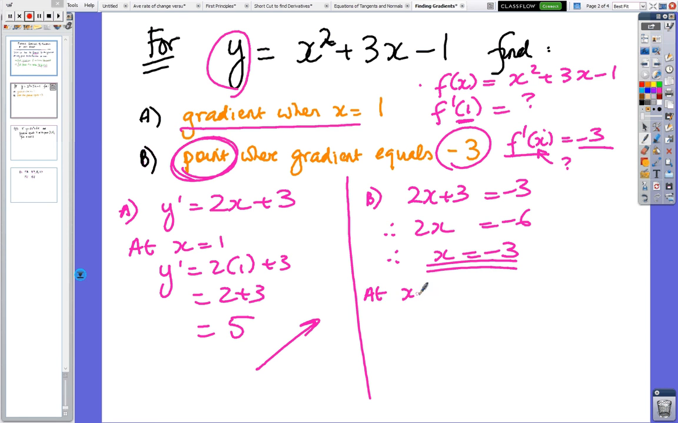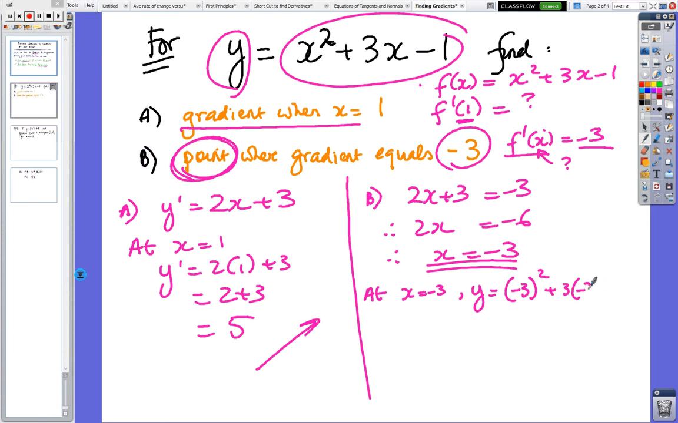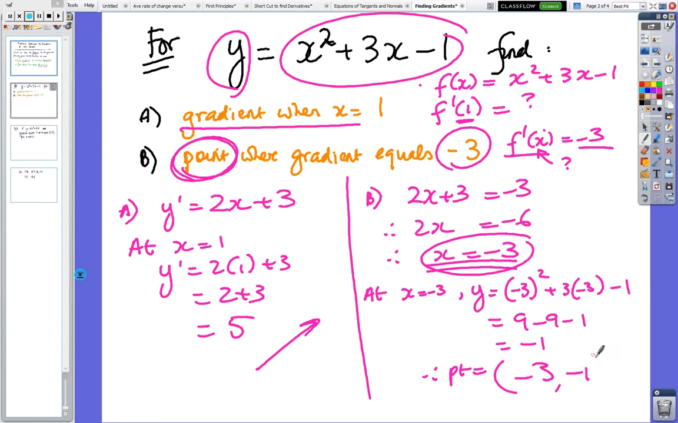So at x equals minus 3, go back to the original function. So we've got minus 3 squared plus 3 times minus 3 minus 1 equals 9 minus 9 minus 1 equals minus 1. So the point is x is minus 3, y is minus 1. So there's the point when the gradient equals minus 3. Copy and come across when you're ready.